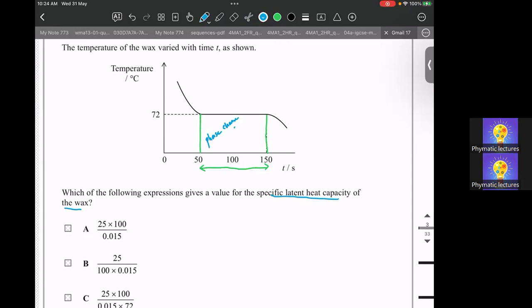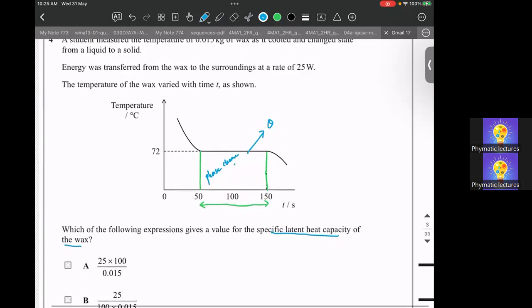Without changing the temperature, the phase change is happening. So during this process, liquid is converting to solid. At that time, the heat is going out at the rate of 25 watts. Heat means energy, and energy per unit time is power. So the time taken for this process is 100 seconds, because it starts from 50 and ends at 150. The difference between these is 100.